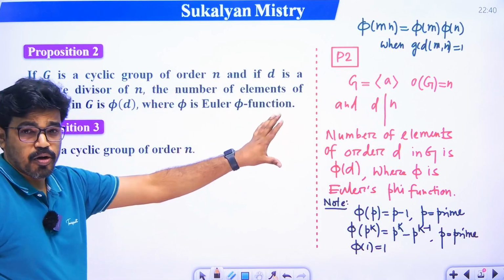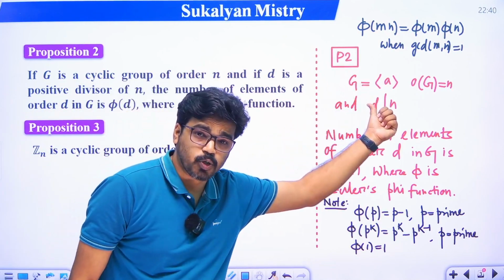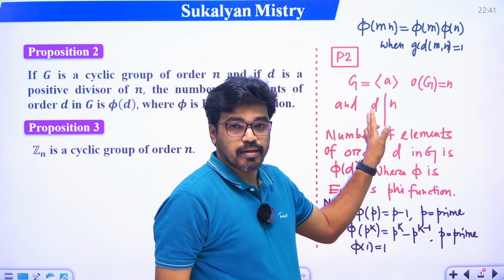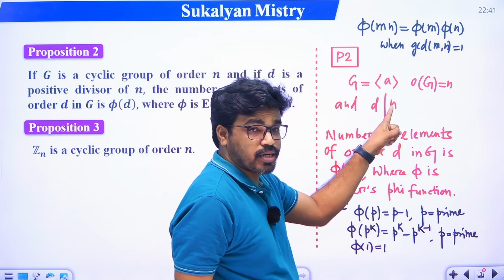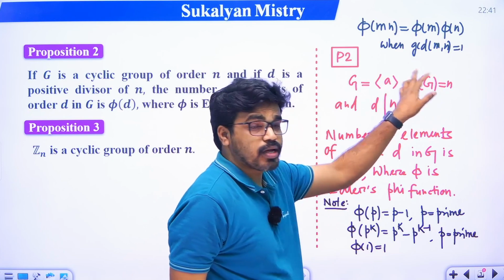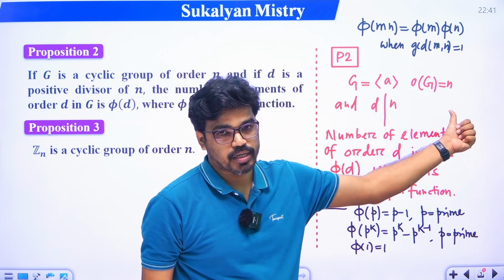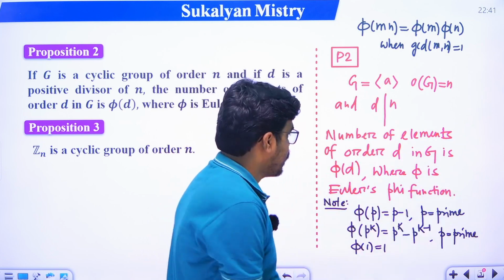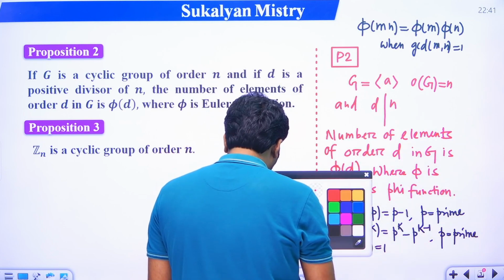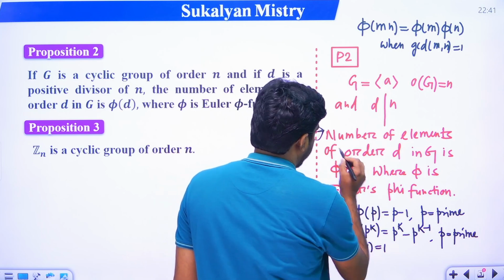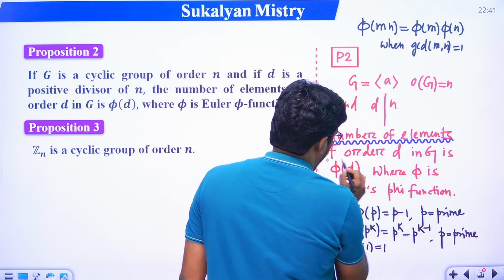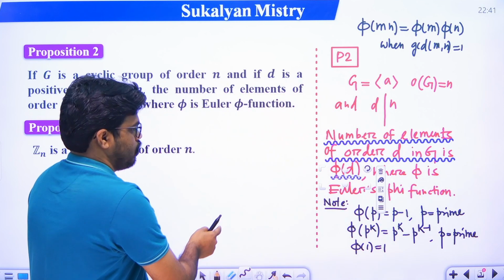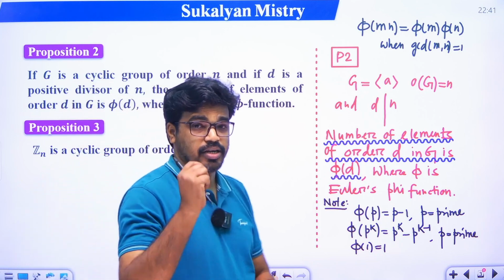So it is a very, very important result. If G is a cyclic group of order n, and D divides n, that means D divides the order of the cyclic group, then the number of elements of order D in G is phi D. So it is a very, very important result.